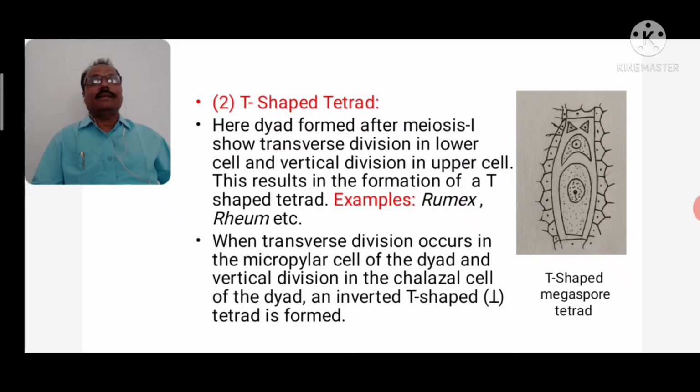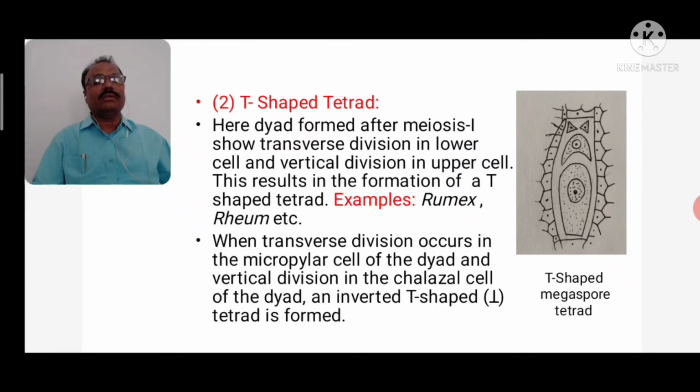Second, T-shaped tetrad. Here, the dyad formed after meiosis first shows transverse division in the lower cell and vertical division in the upper cell. This results in the formation of a T-shaped tetrad. For example, Rumex and Rhizome.